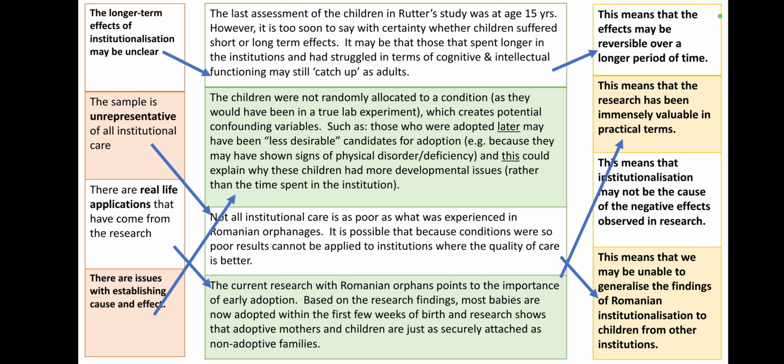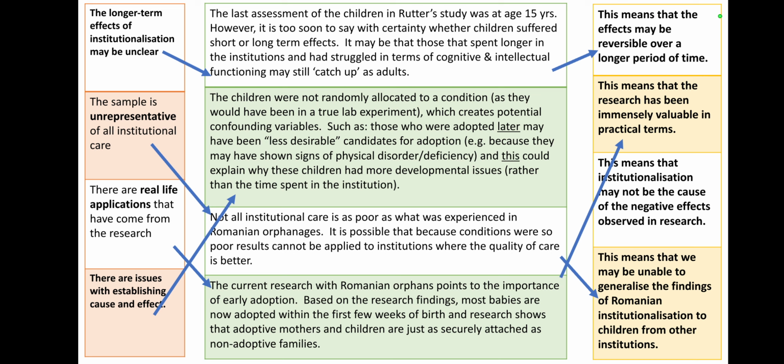And then the last point that we've got is that there are real issues in establishing cause and effect. Now, this is quite a complex point, so not everybody will use this one, I don't think. But because it wasn't a true experiment, like a lab experiment where you would randomly allocate to your conditions, this was a natural experiment whereby the age of adoption acted as the independent variable or as the comparison.